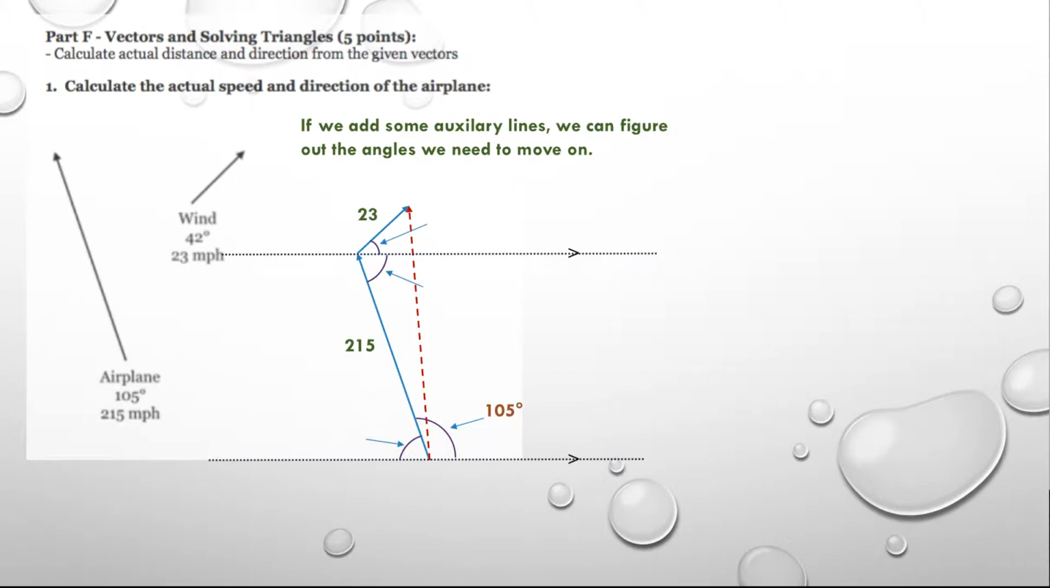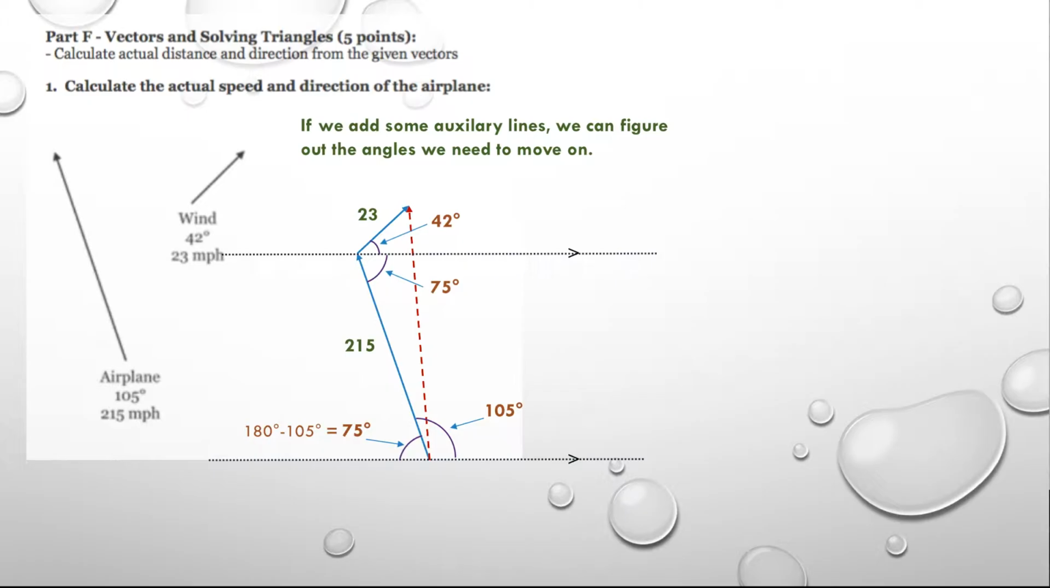Again, the things that we know. The airplane vector has a direction of 105 degrees. So 180 minus 105 tells us that the angle on the opposite side is 75 degrees. Now, because that airplane vector is cutting through two parallel lines, we know that we have 75 degrees on the alternate interior angle. We also know that the wind has a direction of 42 degrees.